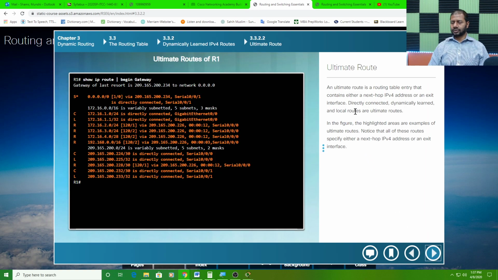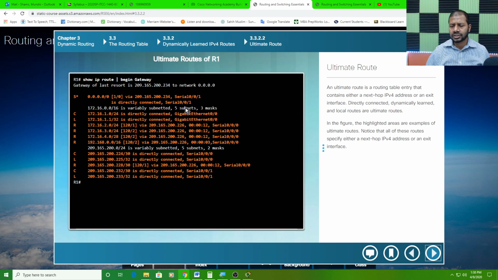Ultimate route means any line that you see in the routing table that has either an exit interface or a next hop IP address. If you see a line on the routing table that has an exit interface or the next hop router's IP address, that is called an ultimate route. That same ultimate route will fall into other categories like level 1 or level 2 child. A level 1 parent will not be an ultimate route, but level 1 or level 2 child could be ultimate routes too. All the lines that are highlighted in orange here are ultimate routes.